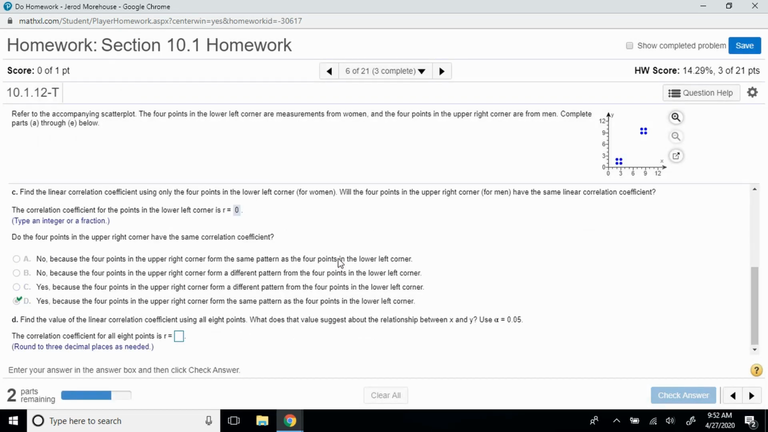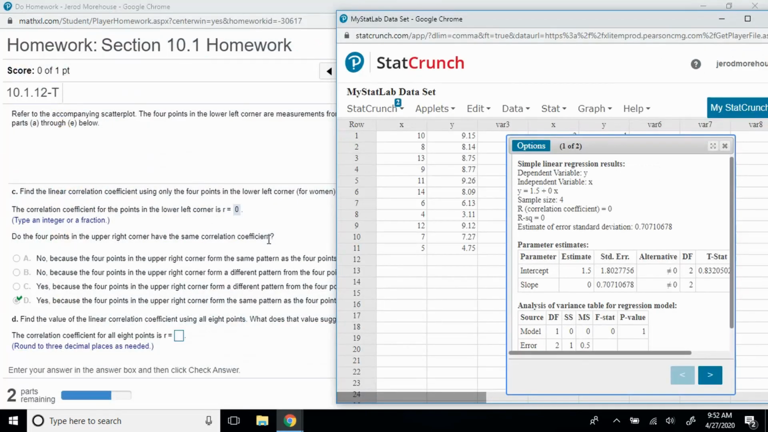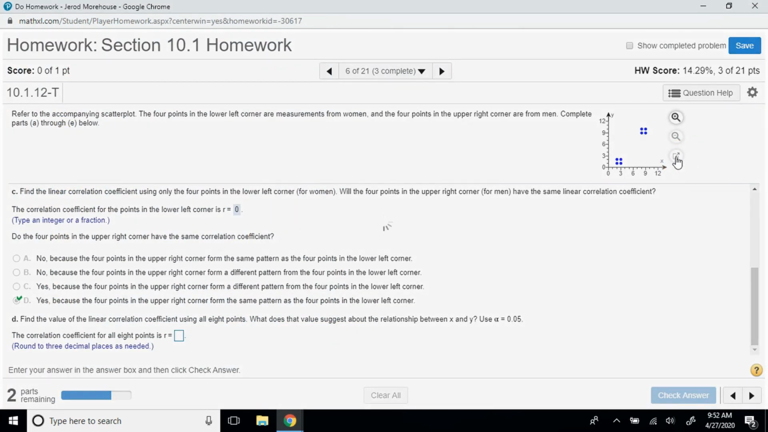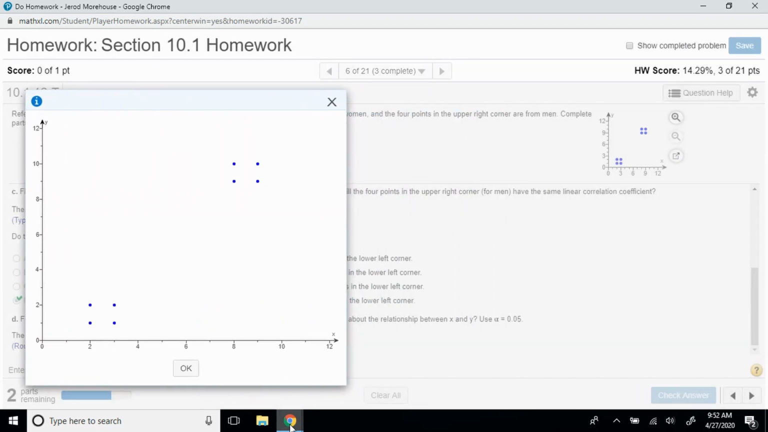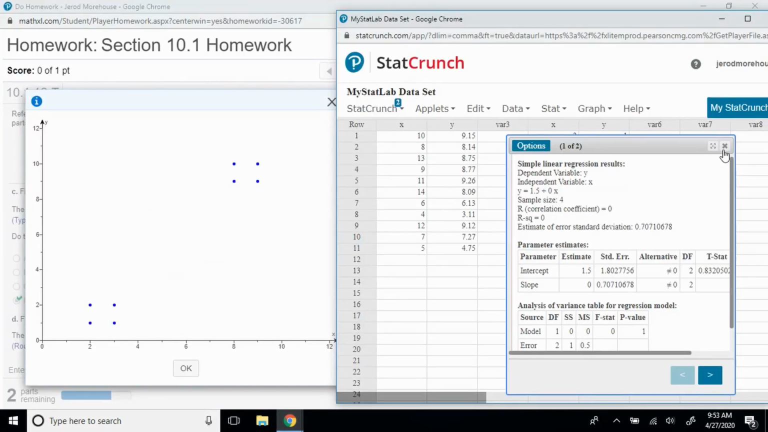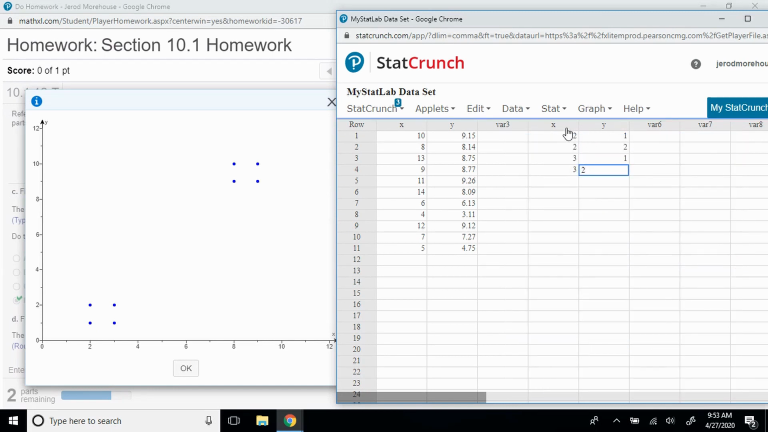Awesome. Part D, find the value of the linear correlation coefficient using all 8 points. What does the value suggest about the relationship between X and Y? Use an alpha of 5%. So let's go back to StatCrunch. Actually, I need to open this up, make it bigger first, and move it over here to the side. Now, we had the lower 4 points already put into this graph. So let's do the upper ones.